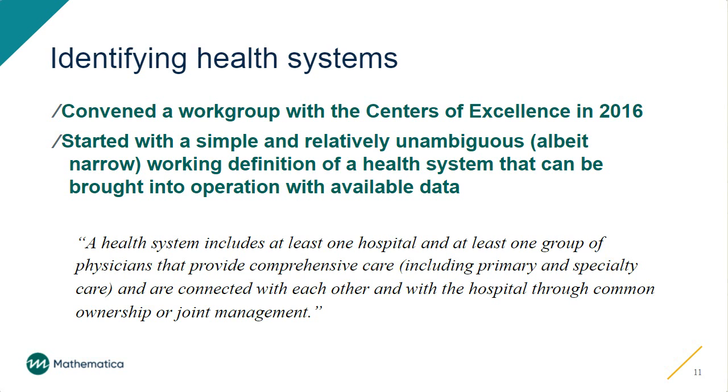So we started with a simple and relatively unambiguous, albeit narrow, working definition of a health system that could be brought into operation with available data, and that last part is key. So what we came up with is, and I'll just read what's in quotes, a health system includes at least one hospital and at least one group of physicians that provide comprehensive care, including primary and specialty care, and are connected with each other and with the hospital through common ownership or joint management.